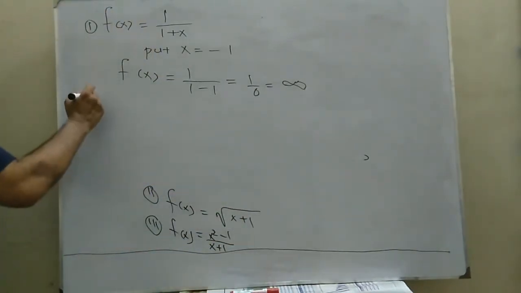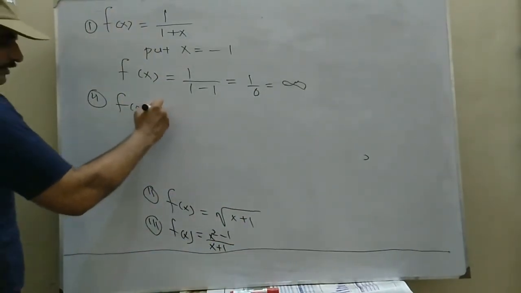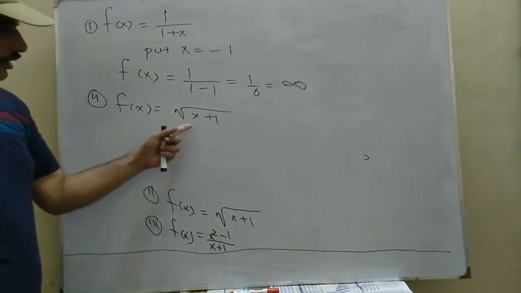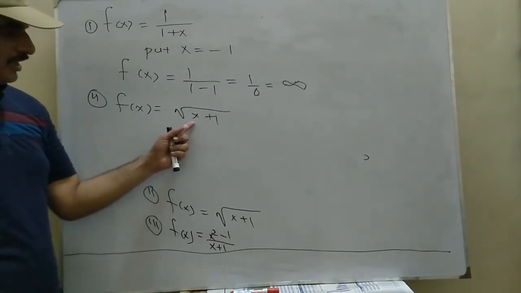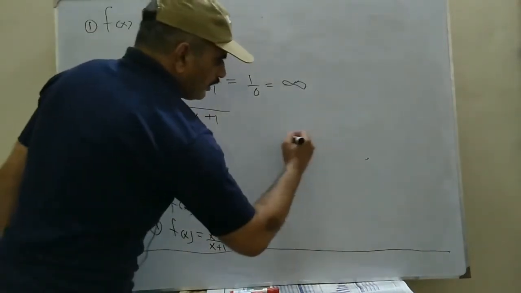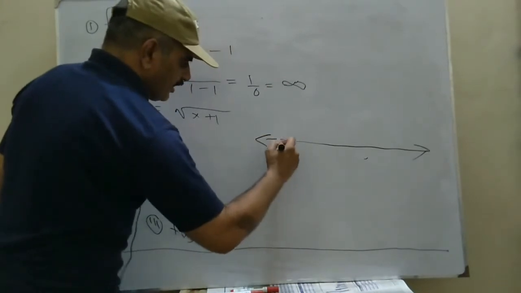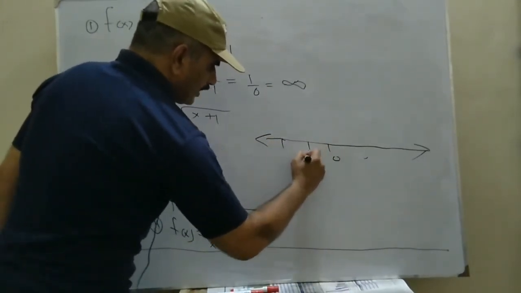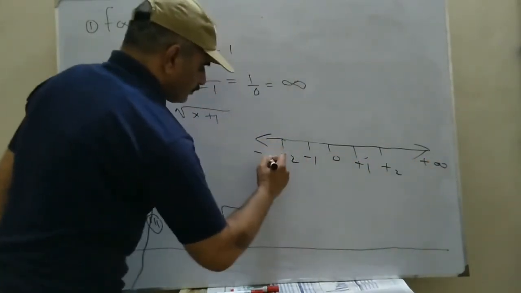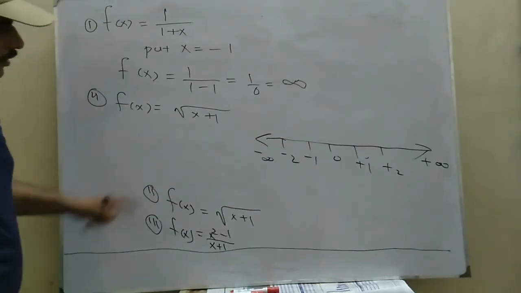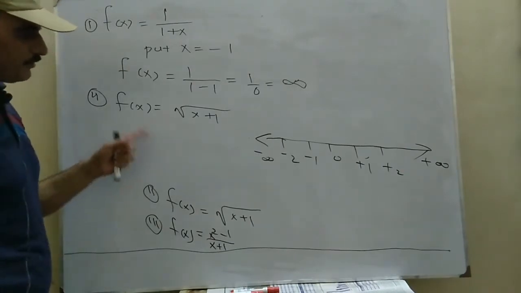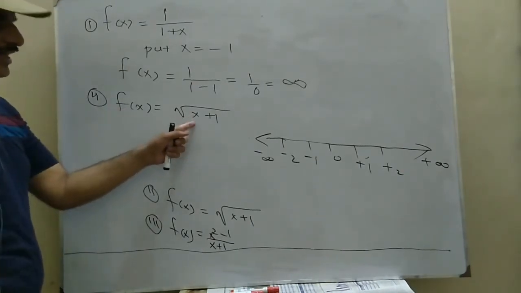our second example is a radical expression. If we have a radical expression like under root x plus 1, keep in mind you will not take such values as domain from the number line for which the value of the radicand becomes negative. For example, if we have a number line, you are familiar with it, 0, minus 1, minus 2, plus 1, plus 2, and so on, up to infinity and up to negative infinity on the left side. Now I can choose any value from this number line, but I will avoid such values as a domain for which the radicand becomes negative.